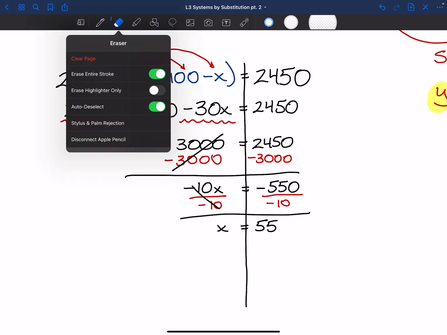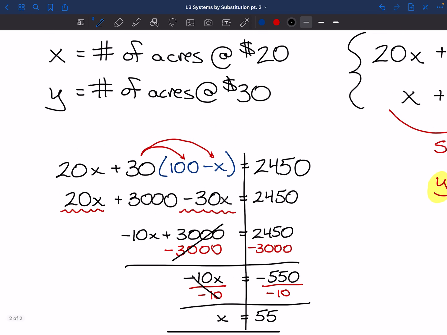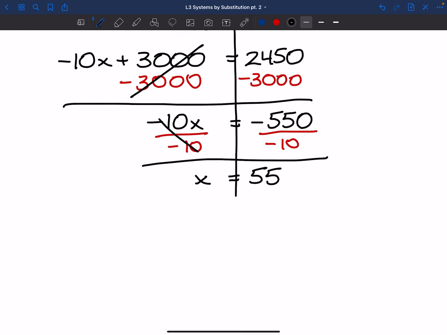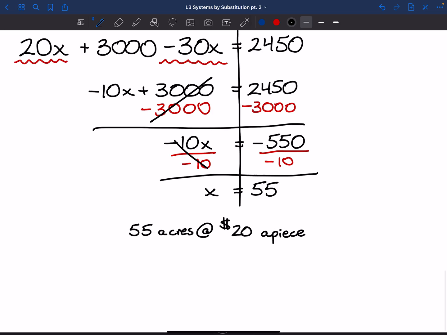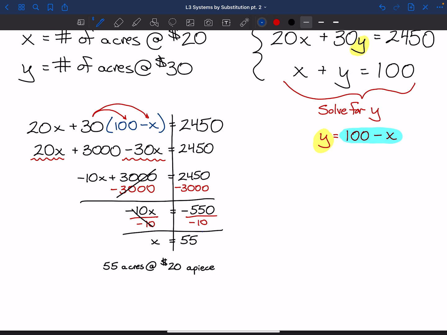All right, so what does that 55 mean? That's the big question. Because this is a word problem, we do have to worry about what that is. So if we go back to what x was, x was the number of acres that we bought at $20 a piece. So that means that we bought 55 acres at $20 a piece. So what this allows us to do is that we now know x is equal to 55, way down there in that tiny little blue box.